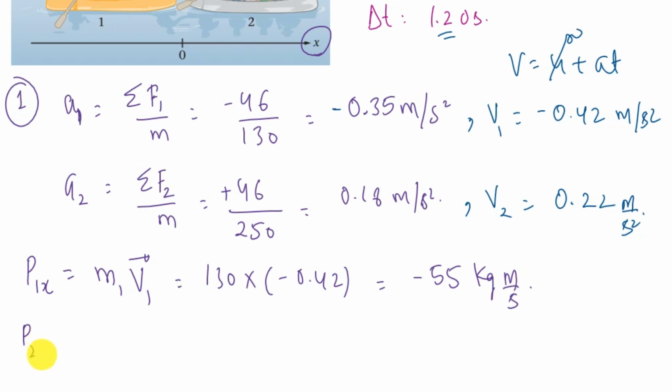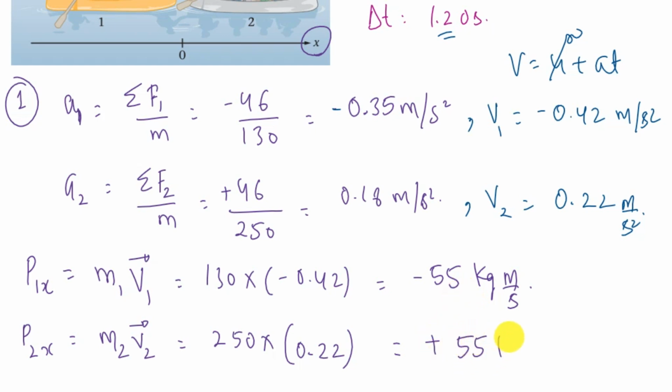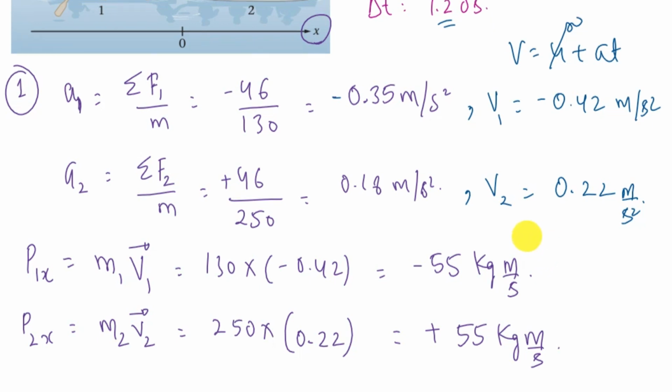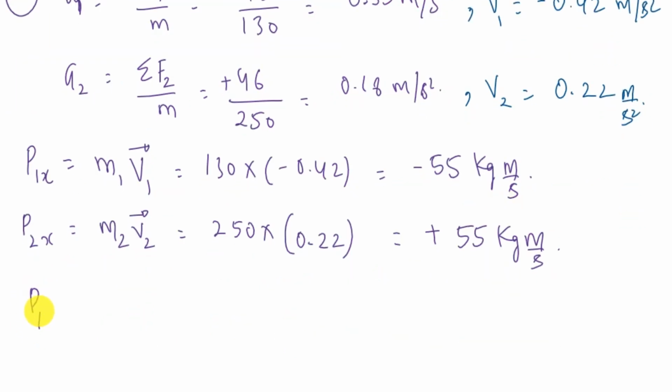And if I find the momentum of the second canoe, m2 times v2, it equals m2 which is 250 multiplied with v2 which is 0.22 meter per second, and that will also equal this value. The magnitude is the same, but the sign will be positive this time: 55 kg meter per second. And if you see the sum of the momenta of these two moving canoes, it equals 0. The total momentum, this value plus this, becomes 0.